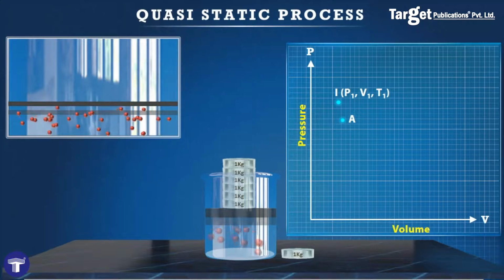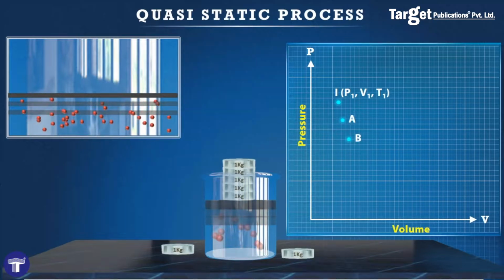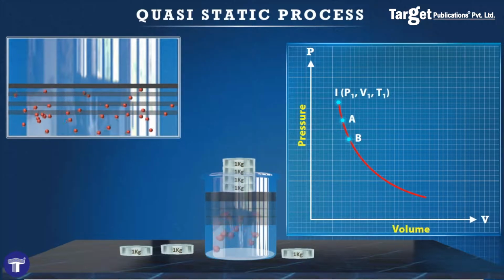After it has reached an equilibrium state at A, now I will remove a small weight again and allow the system to go to B. In this way, I will make the system go from P1, V1, T1 to P2, V2, T2, but not all at once. I will make it go through a large number of equilibrium states by going step by step from point I to point F.